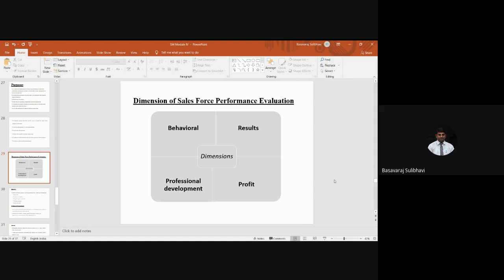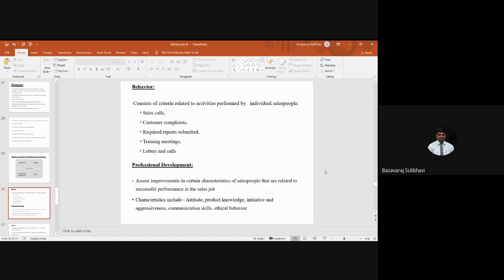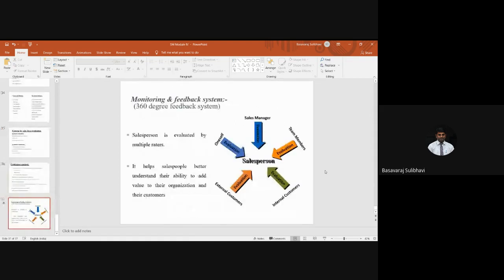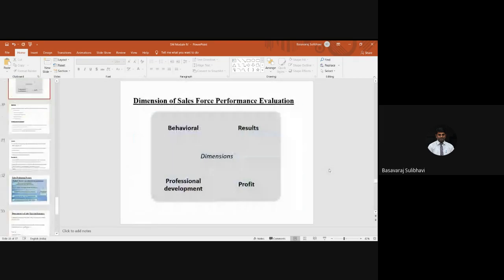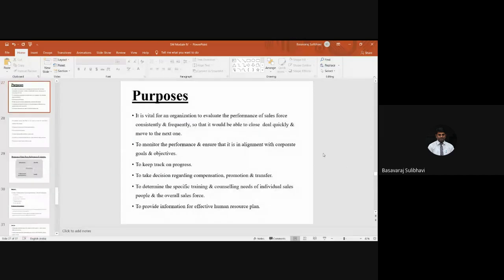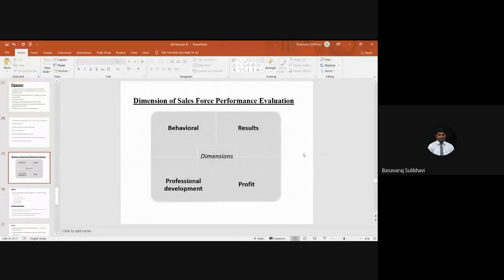We have something like dimensions of sales force performance evaluation. We will discuss this in your next class. Or should we continue? Have time? Okay. Anyway, we'll complete this. It will help us complete the entire model. Fine. Am I audible to you?